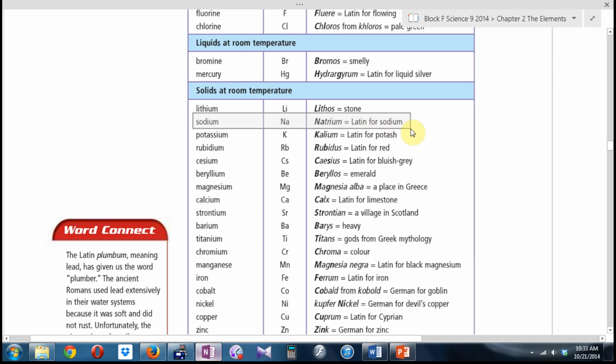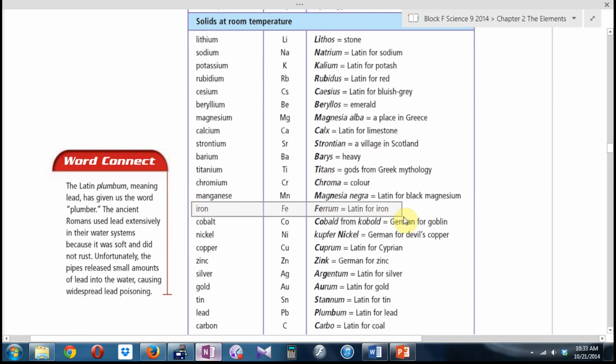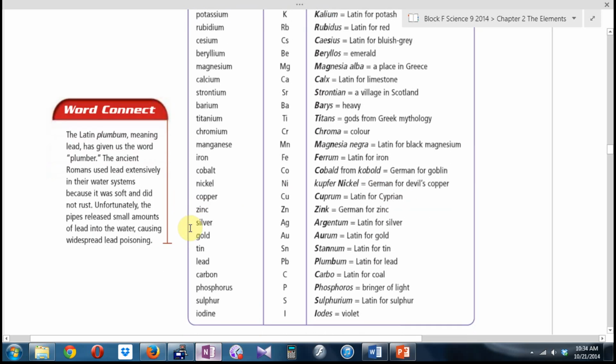Sodium, symbol Na, comes from the word natrium, which is Latin for sodium. Iron, Fe, comes from the word ferrum, which is Latin for iron. So some make sense, some don't. Okay?